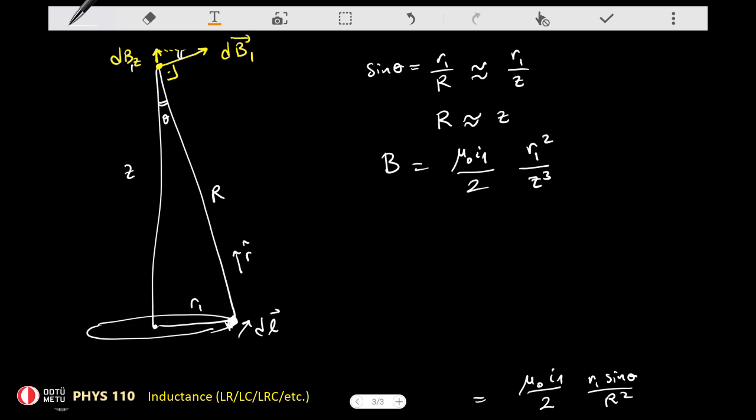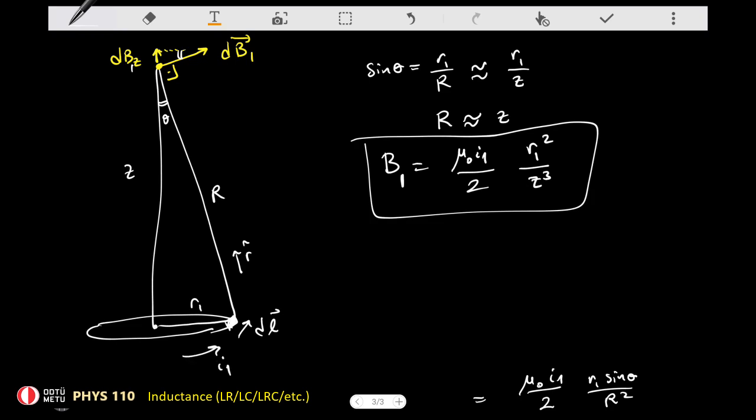All right, if you remember that last time we have derived this, we have said that I can multiply this with pi, and with pi there's an area in here. So area multiplied with current is the magnetic dipole moment, and so on. I'm not going to do that in here because I just need the coefficient in here. So as a result, this is our expression for the magnetic field produced by the first current, the current in the first circuit at that location in here.